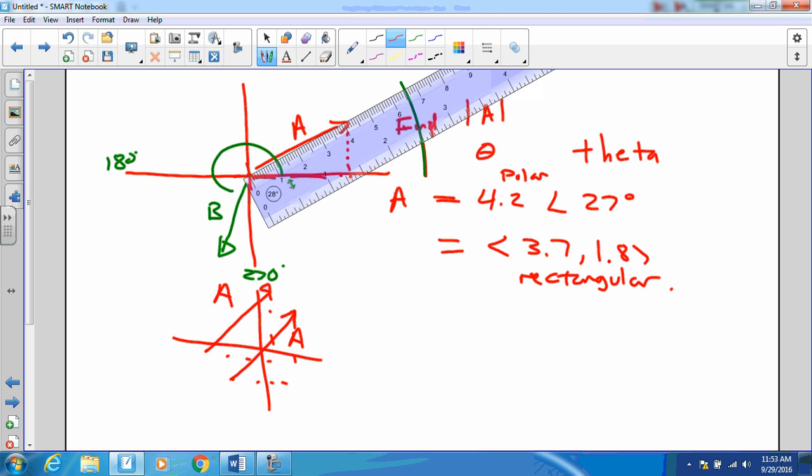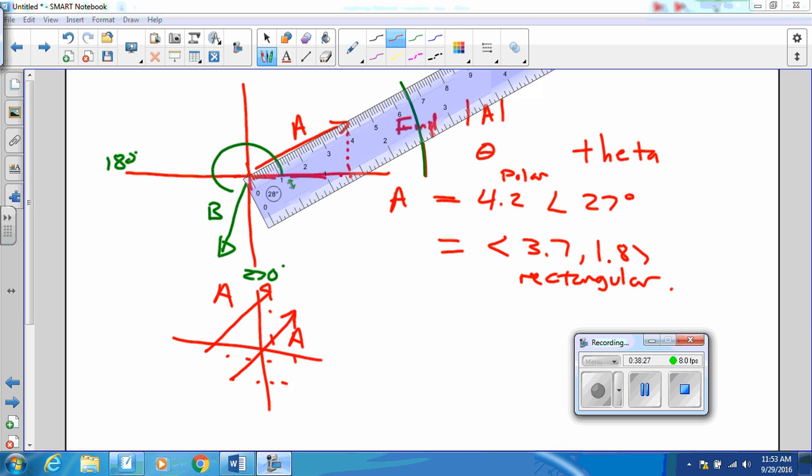Please put your protractors on my desk if you borrowed one from me.